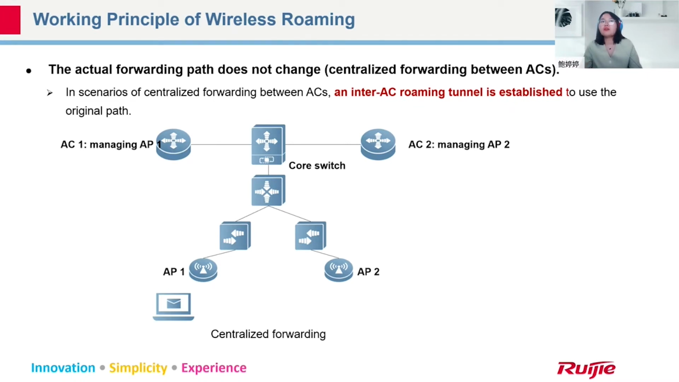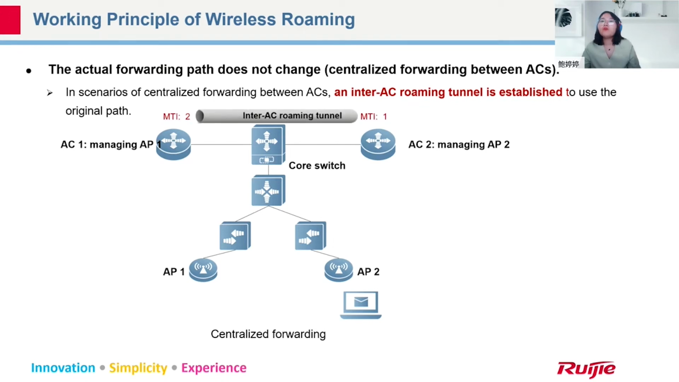And if we enter the AC, we will use a new concept. We call it MTI. Because AC1 manages AP1, and AC2 manages AP2. At first, the data will be transferred from AP1 to AC1 and then to the destination. And then when we move to connect with AP2, the message will be sent out. But now we connect with AP2, and AP2 is managed by AC2.